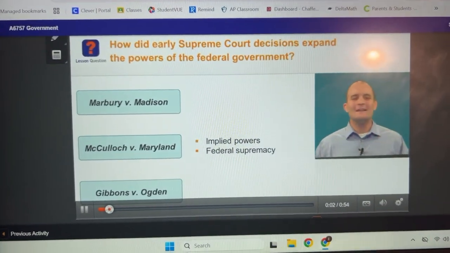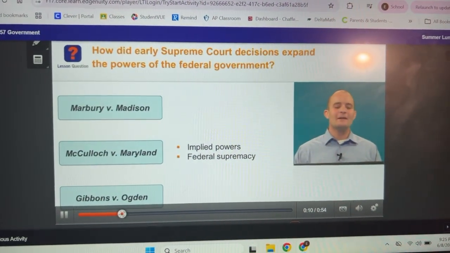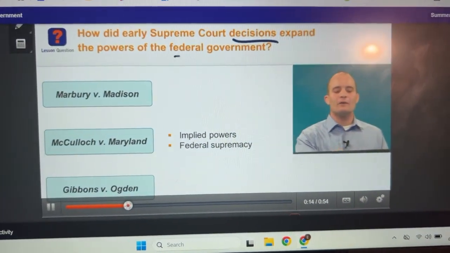Scholars, finish the first part of the lesson, on to the second part. Before we move on to the second part, look at that lesson question at the top of the screen. It says, how did early Supreme Court decisions expand the powers of the federal government?